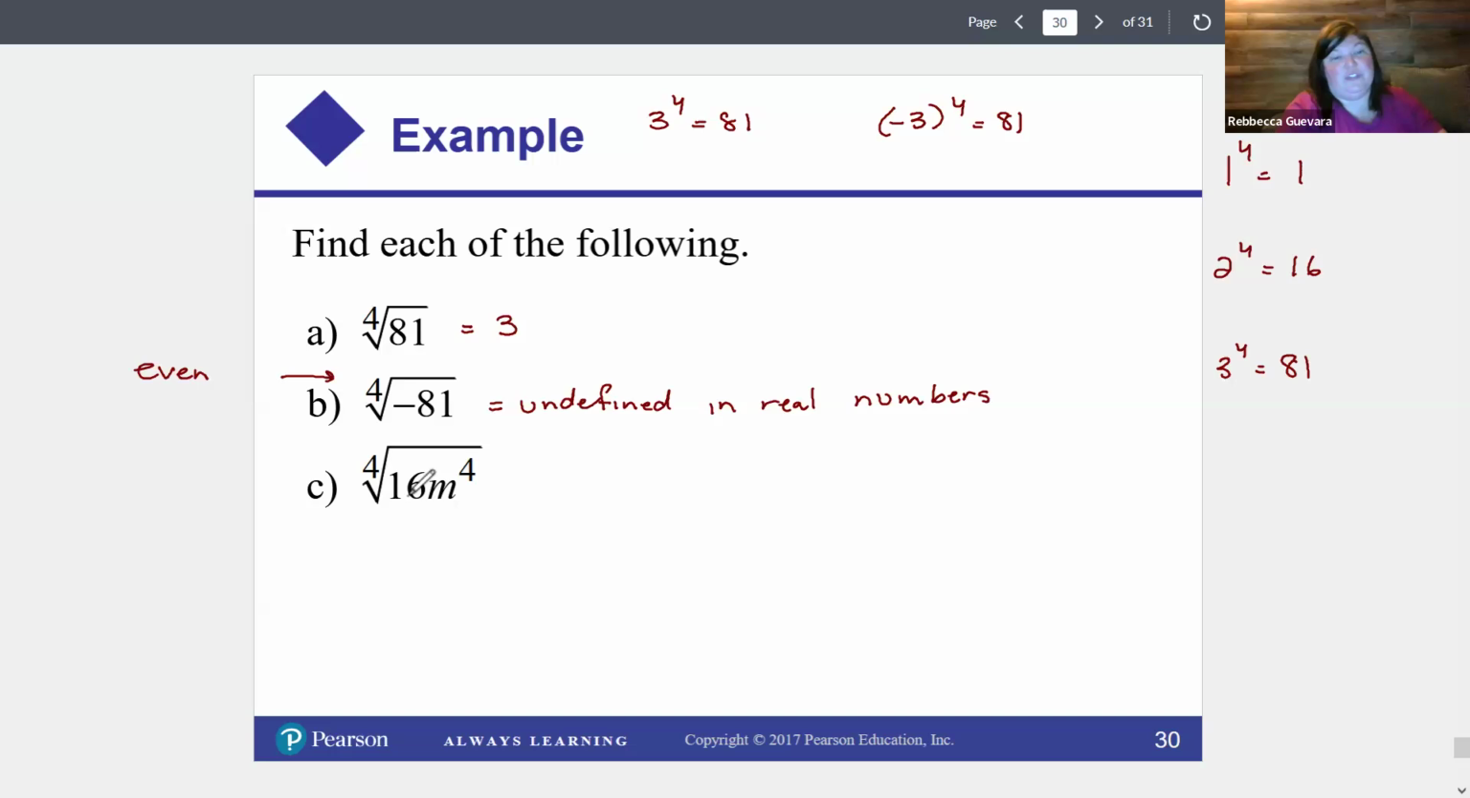If I do the 4th root of 16m to the 4th, well, that is the 4th root of 16 times the 4th root of m to the 4th. Well, we see here that the 4th root of 16 is just 2. And the 4th root of m to the 4th would be the absolute value of m.